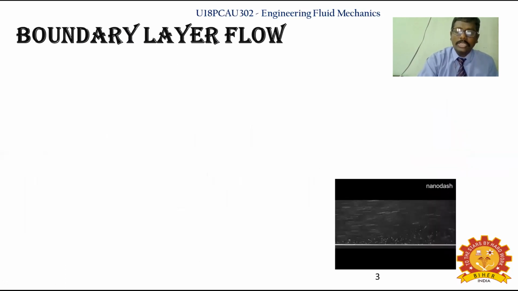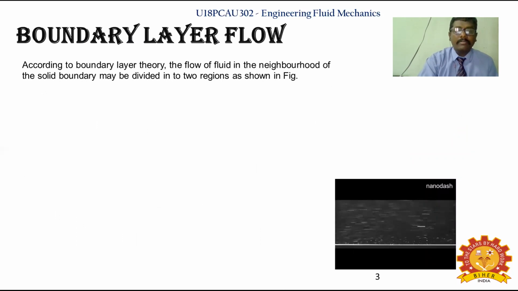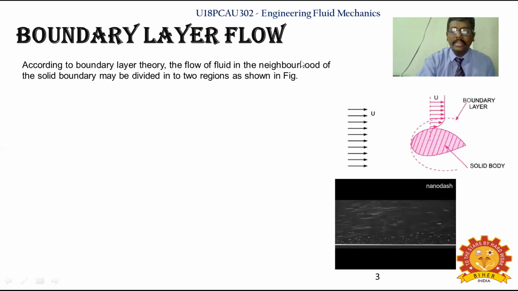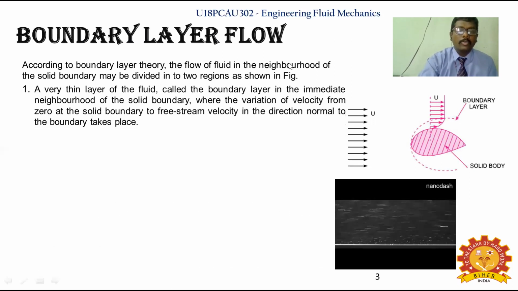Now, in the boundary layer theory, there are two regions. The flow of fluid in the neighborhood of a solid boundary is divided into two regions. What are the regions? The first is a very thin layer of fluid.